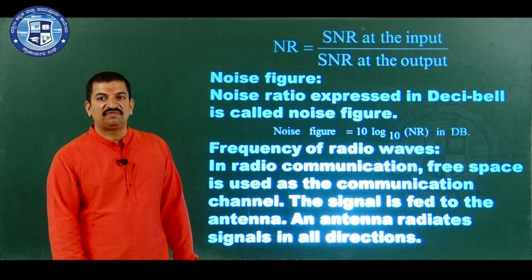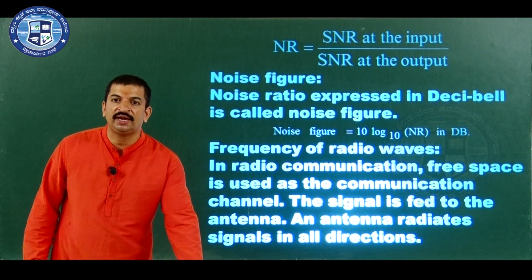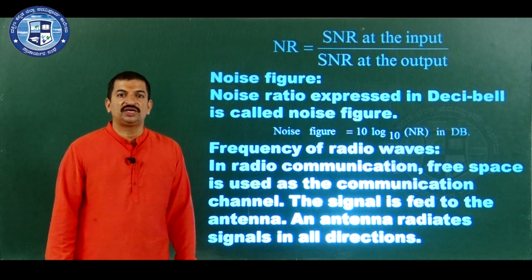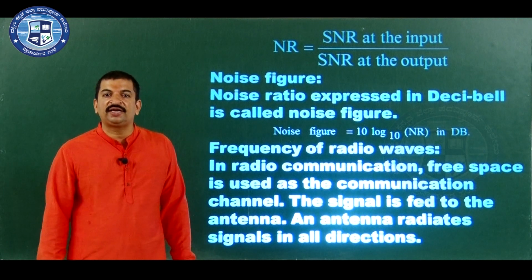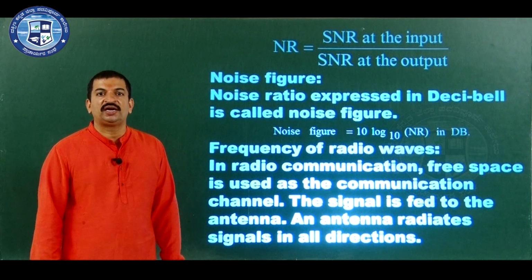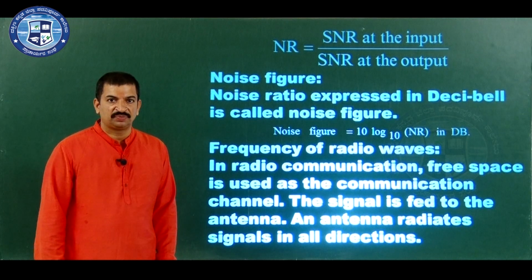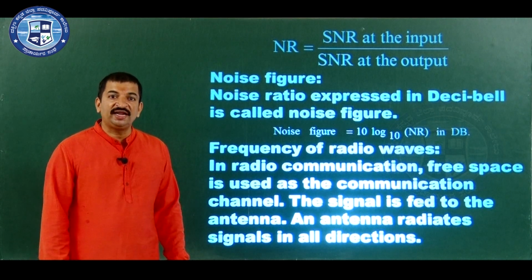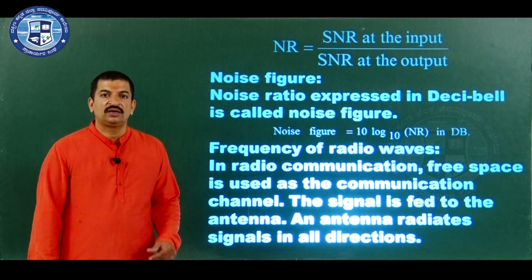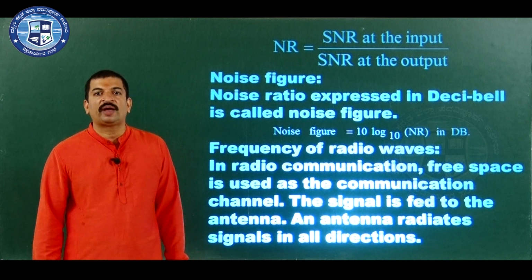Now, let us study the frequency of the radio waves. Usually in radio communication, after modulation, the signal is fed to the antenna. When the signal flows through the antenna, a certain amount of power will be dissipated. Now, the antenna radiates the waves in all directions. The wave escaping from the antenna is called the electromagnetic wave.